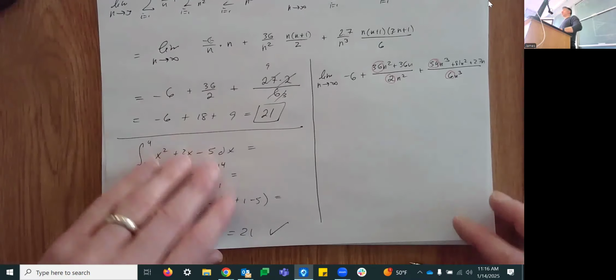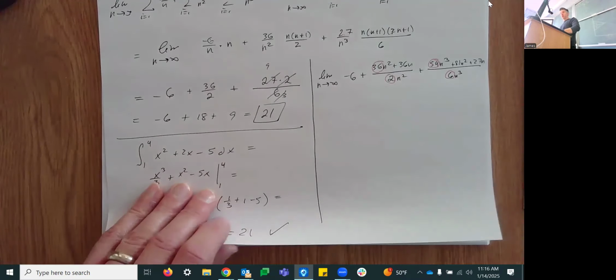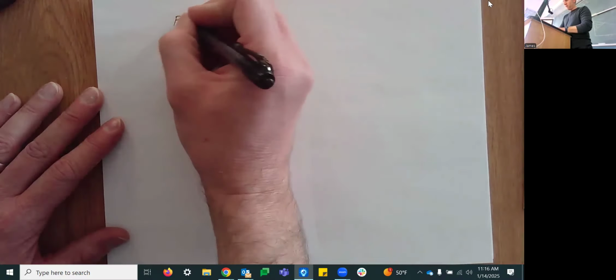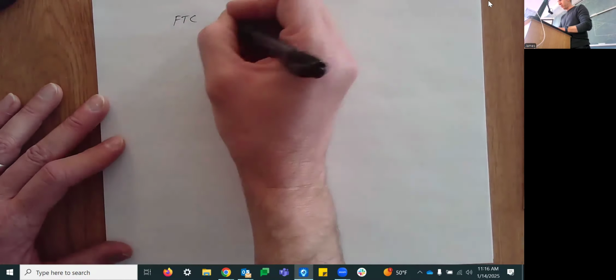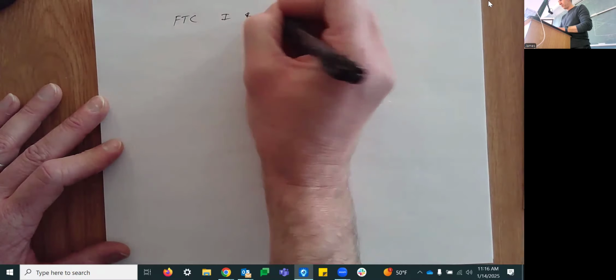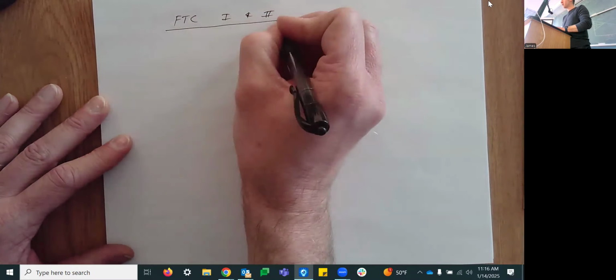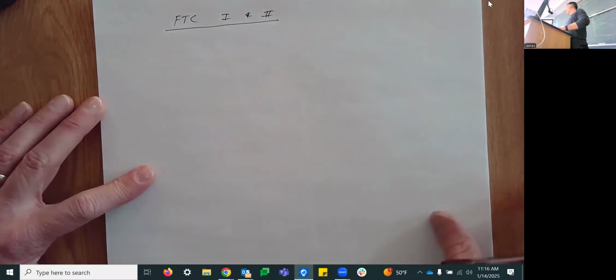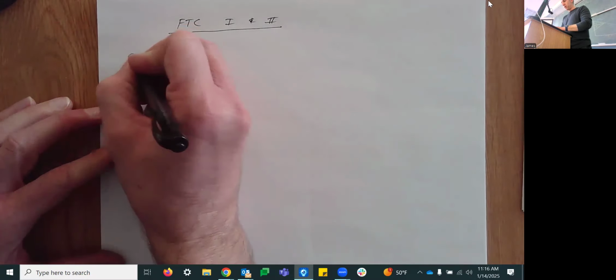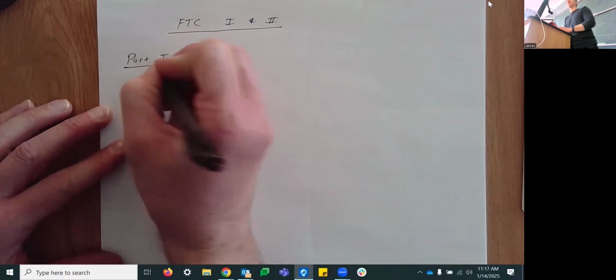So let's go ahead and talk about the fundamental theorem of calculus parts 1 and 2, even though there's some properties of integrals we should get to at some point. The fundamental theorem of calculus, often abbreviated as FTC, parts 1 and 2. Part 1 is actually the more important part, but part 2 is the part we actually use more of the time. So here's what part 1 says in words.